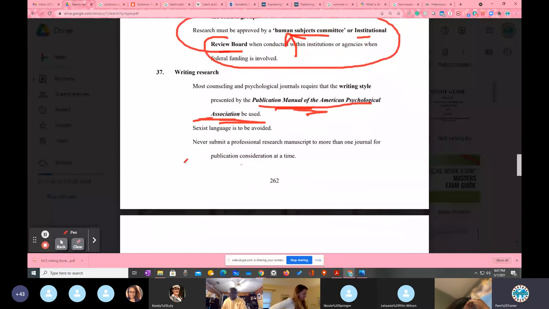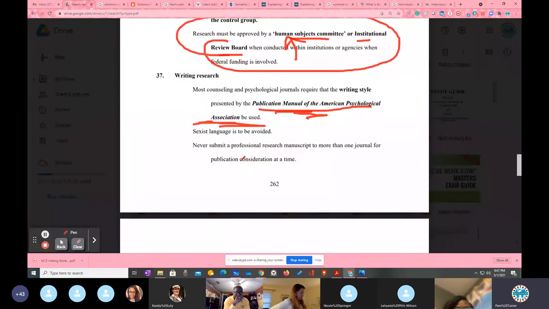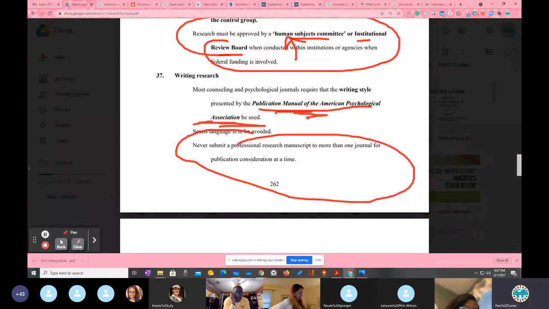Okay. And again, when it comes to manuscripts, I never share more than one at a time. So I'm going to pick one. I'll share my information. If they publish it, good. If they don't publish it, then I can share it with somebody else.